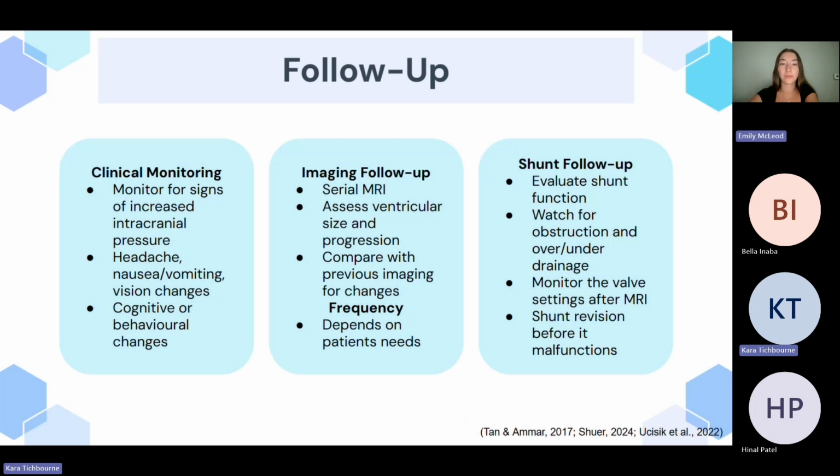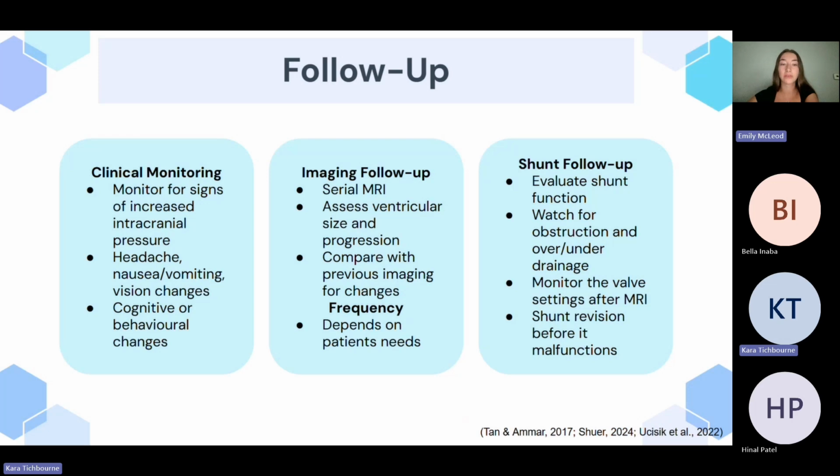Imaging follow-up is typically done with serial MRIs to assess ventricular size and progression or improvement. Comparing previous images with recent studies can help to identify subtle changes over time and help evaluate the effectiveness of treatment. The frequency of follow-up MRI depends on the patient's age, symptoms, underlying cause, and their overall condition.